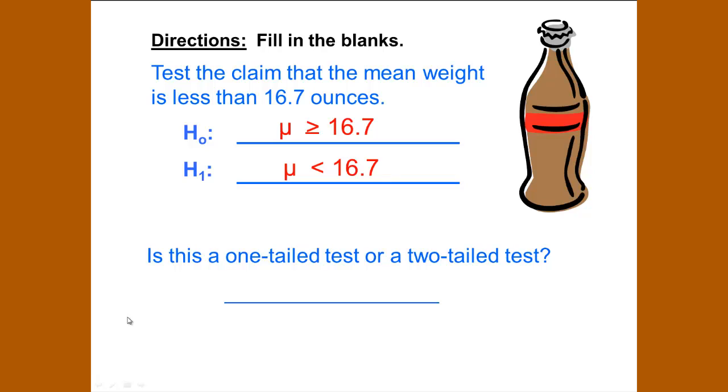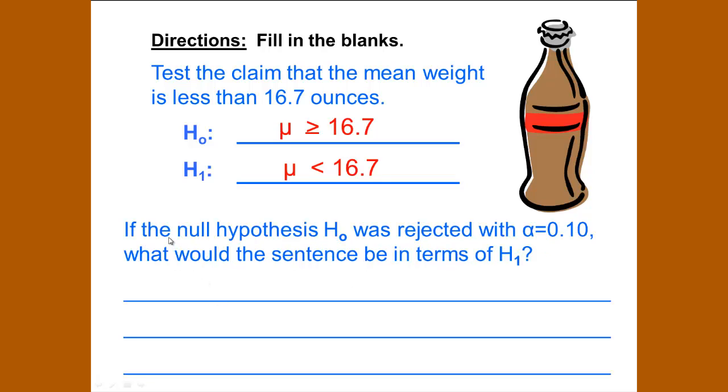The next question we want to ask is: is this a one-tailed or a two-tailed test? In this case, this is a one-tailed test, and it will be a left-tailed test because less than shades to the left. Now, this is the part that's usually a little bit easier, so we'll skip that part and just look at what the conclusion is, or our sentence is.